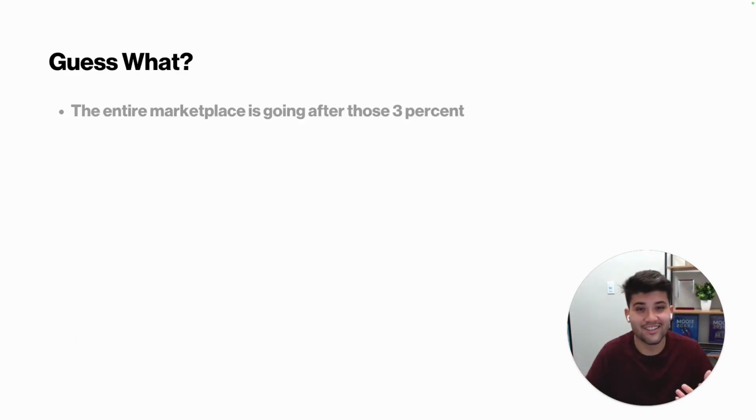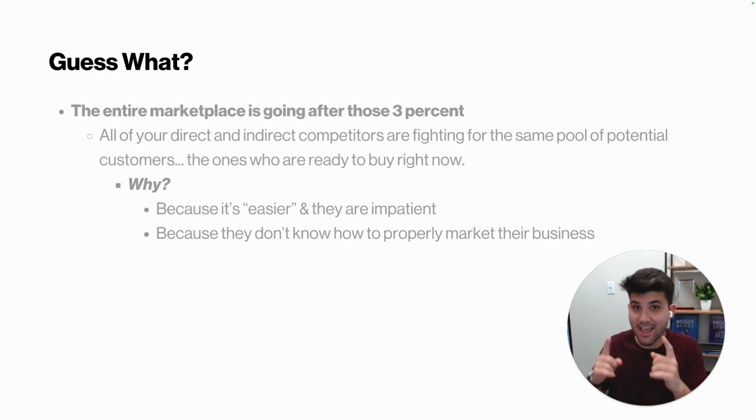But guess what? The entire marketplace is going after those 3% that are in hunter mode. All of your direct and indirect competitors, right? Keep that in mind, are fighting for the same pool of potential customers who are ready to buy. And why do they do that? Because it's easier, because most businesses out there are impatient, and because they don't really know how to properly market the business, right?